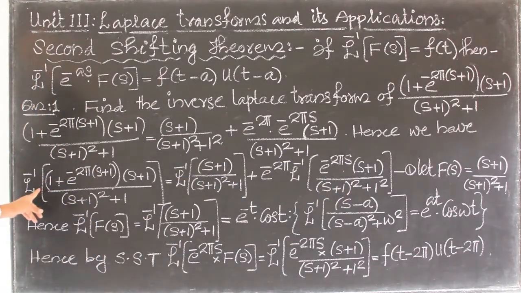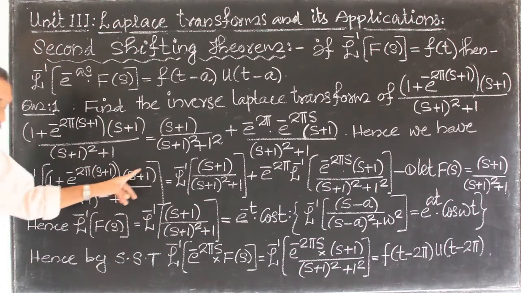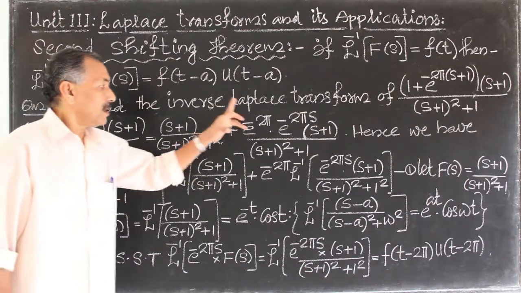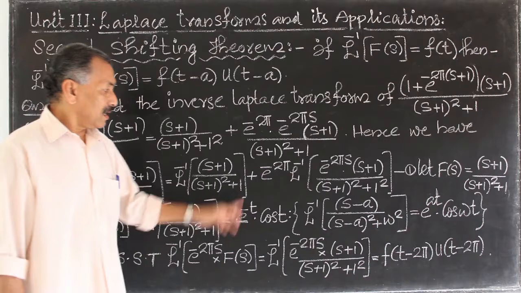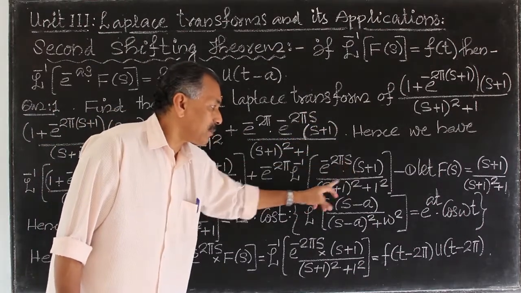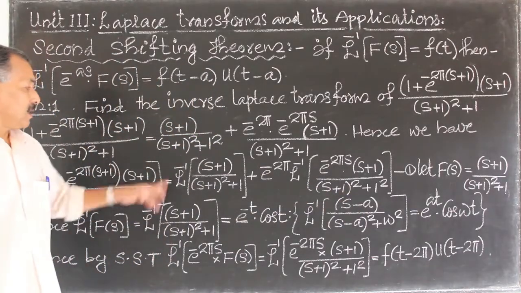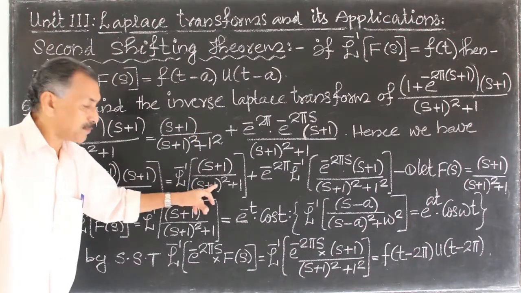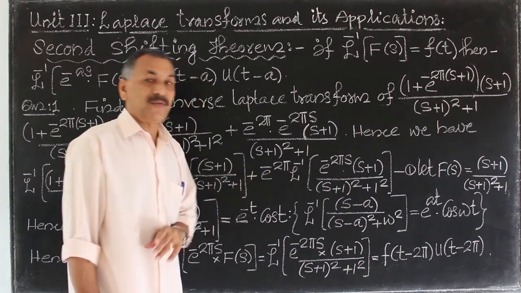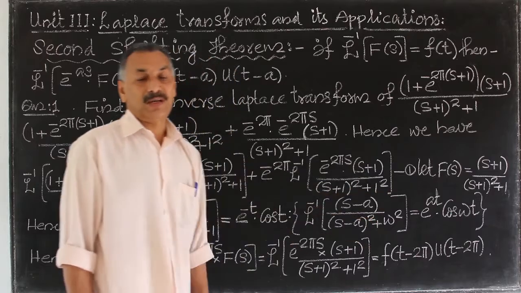L inverse of 1 plus e raised to minus 2 pi into (s plus 1) into (s plus 1) divided by (s plus 1) square plus 1 is equal to L inverse of this one. Either e raised to minus 2 pi constant, e raised to minus 2 pi into L inverse of e raised to minus 2 pi s into (s plus 1) divided by (s plus 1) square plus 1. Well, the Laplace inverse of the given problem is L inverse of (s plus 1) divided by (s plus 1) square plus 1 plus e raised to minus 2 pi into Laplace inverse of e raised to minus 2 pi s into (s plus 1) divided by (s plus 1) square plus 1.